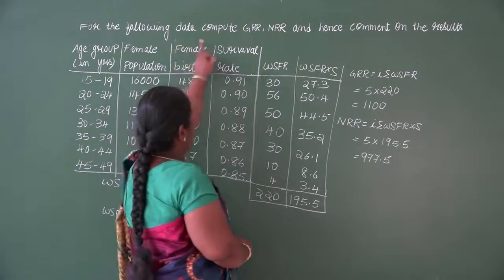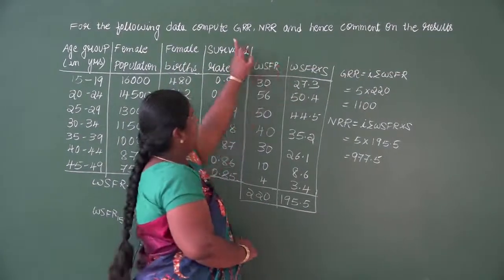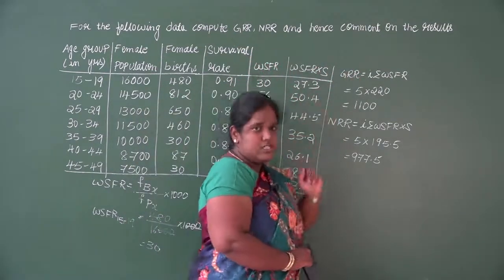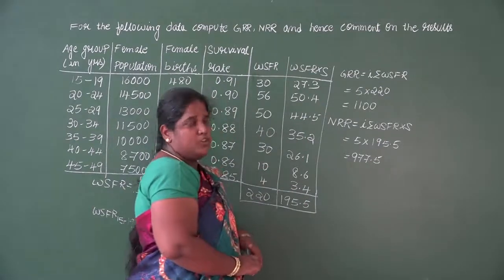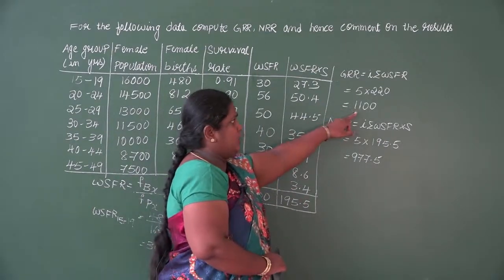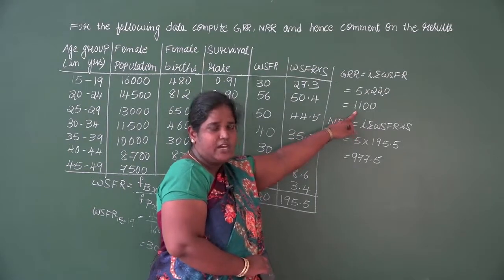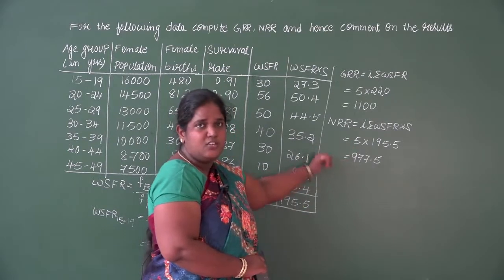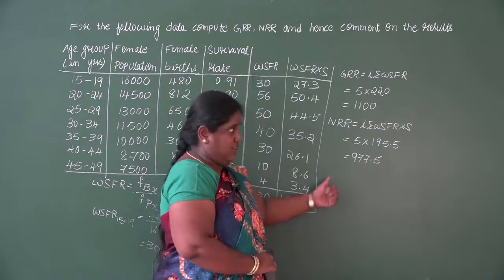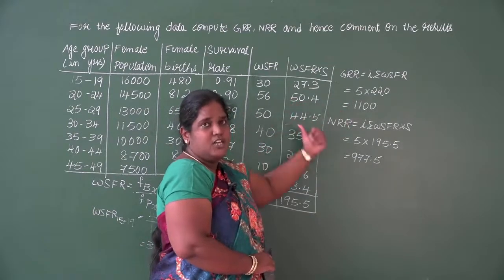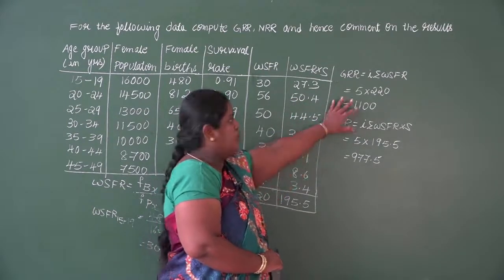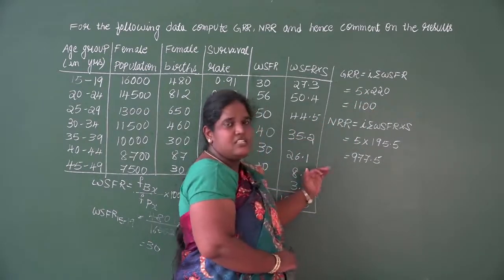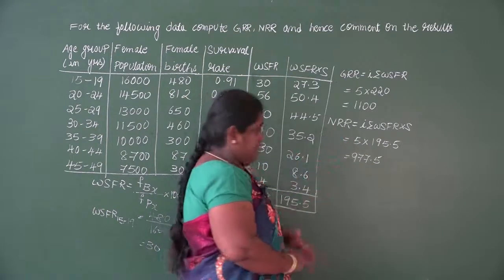In this problem there were two questions. The first one was to compute GRR and NRR, which we have computed, and then comment on the result. You have to comment based on the result, and when you are commenting, we won't comment regarding the GRR, we'll comment only regarding the NRR, because in NRR we are considering the fertility and even the mortality. But in GRR we were considering only the fertility, so don't give the comment based on the GRR. If both the methods are asked, comment only on NRR.